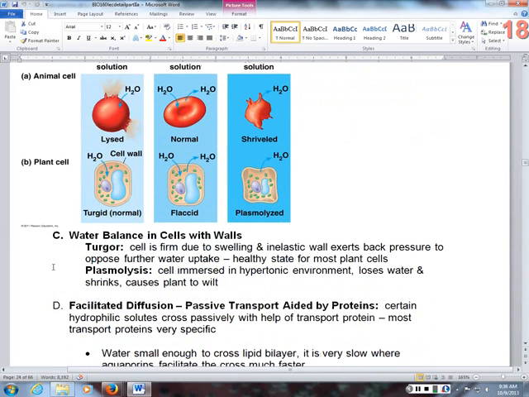When a cell has a cell wall, we've got turgor, and that means the cell is firm due to swelling, and the inelastic wall is going to put pressure back on it to oppose further water intake. That's a healthy state for most plant cells to be in.